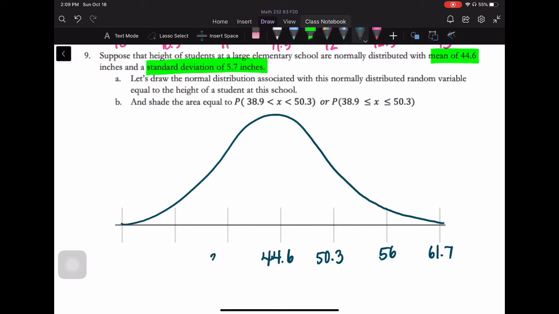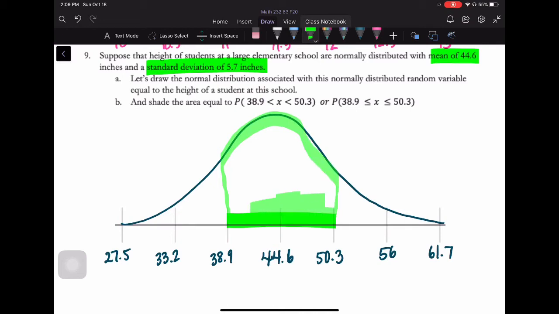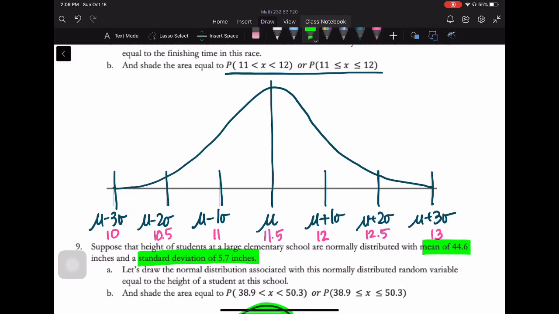Subtracting 5.7, I get 38.9. Subtracting 5.7, I get 33.2. Subtracting 5.7, I get 27.5. I did not shade. Let me shade. This problem says shade the area from 38.9 to 50.3. That would be all of this. Going back up to the previous problem, it said shade the area from 11 to 12. That's here.